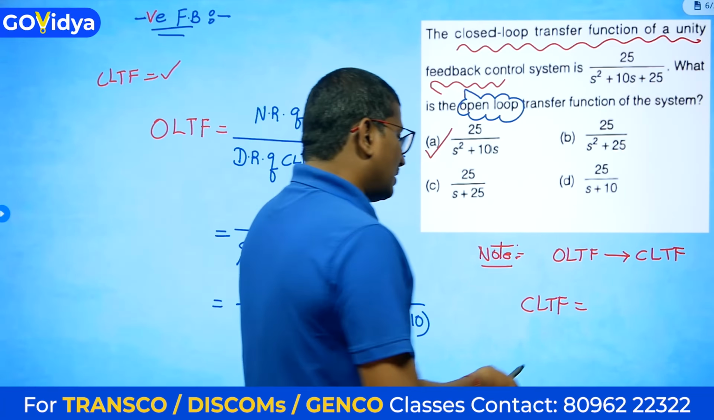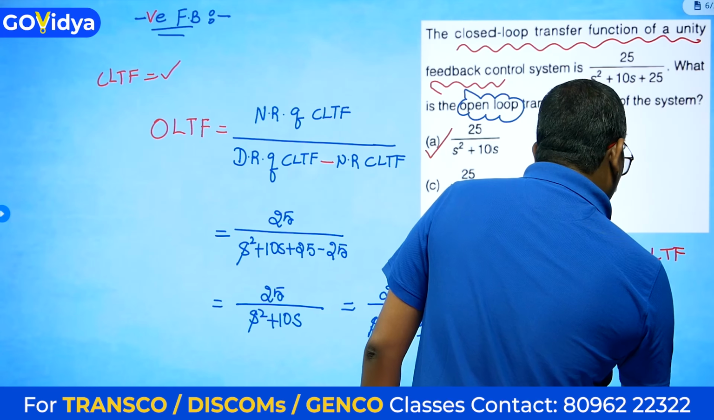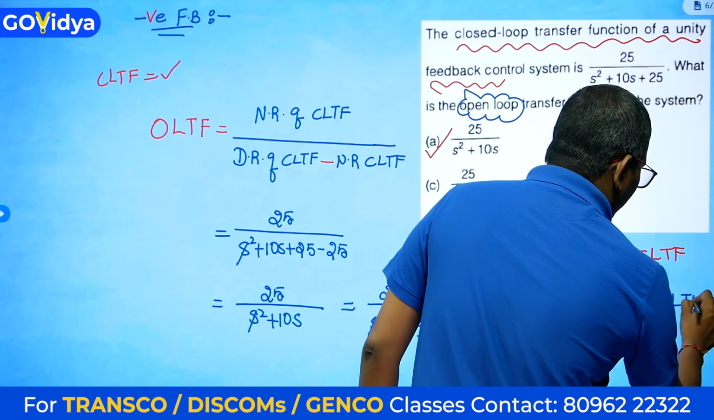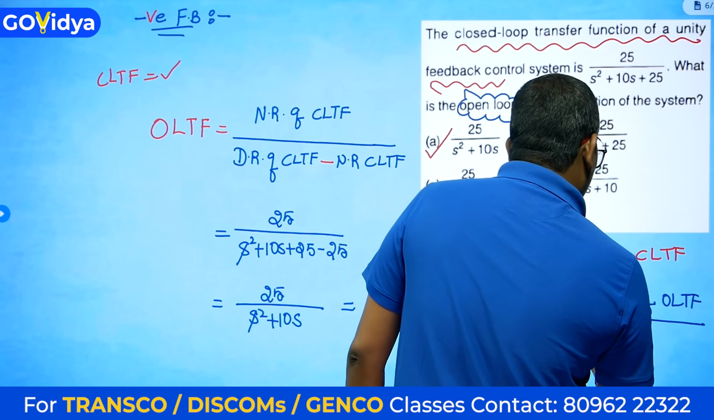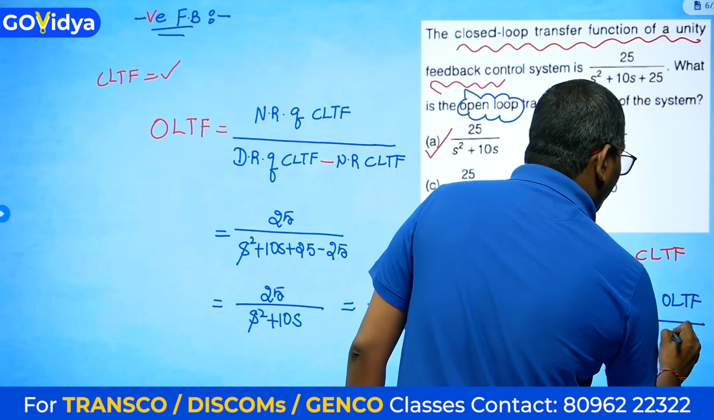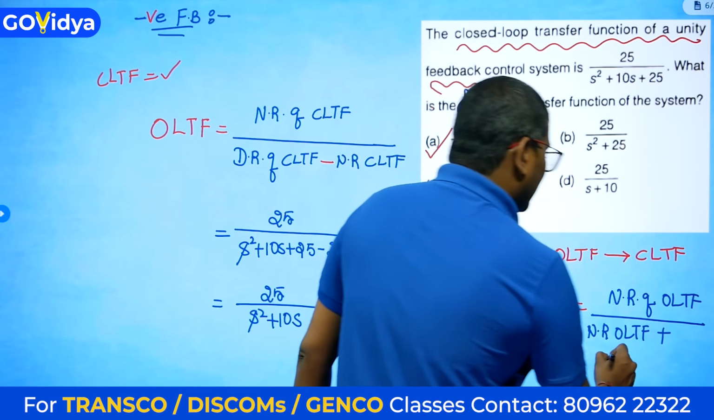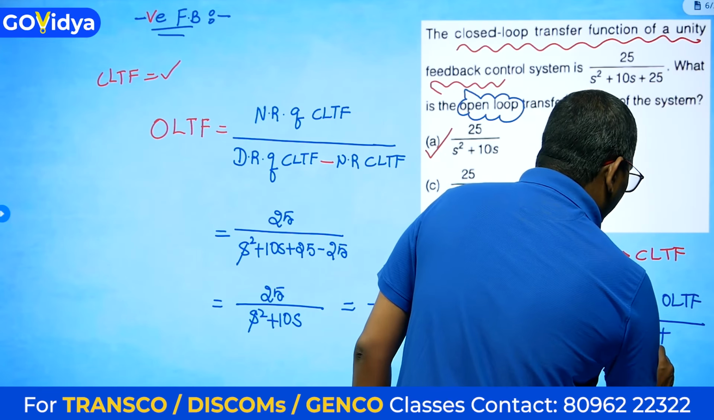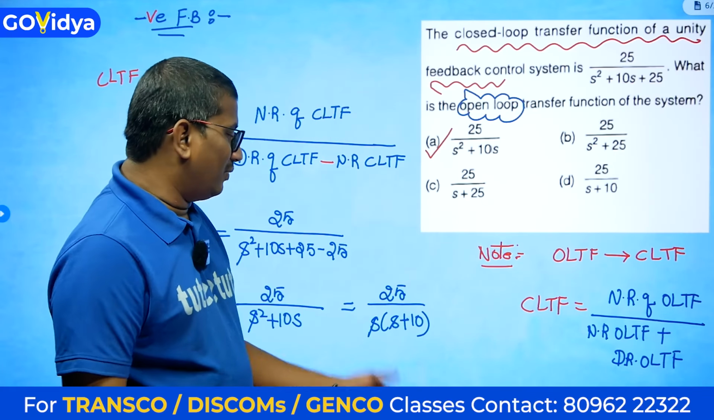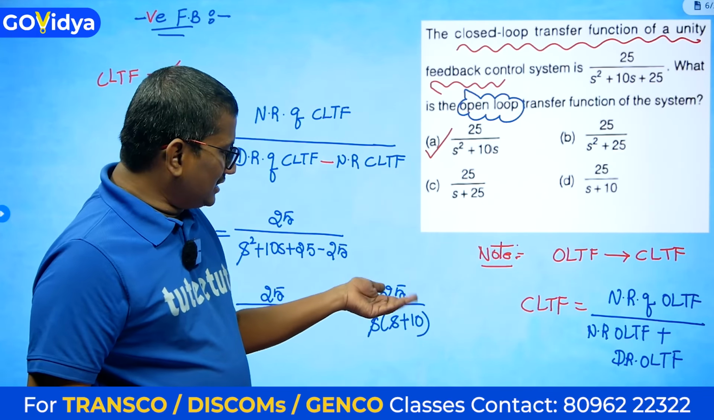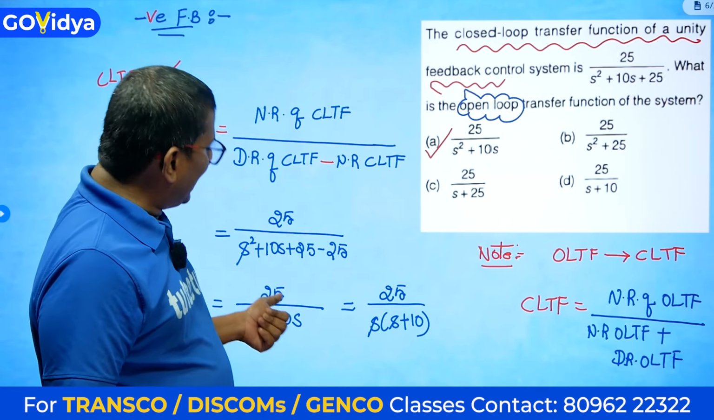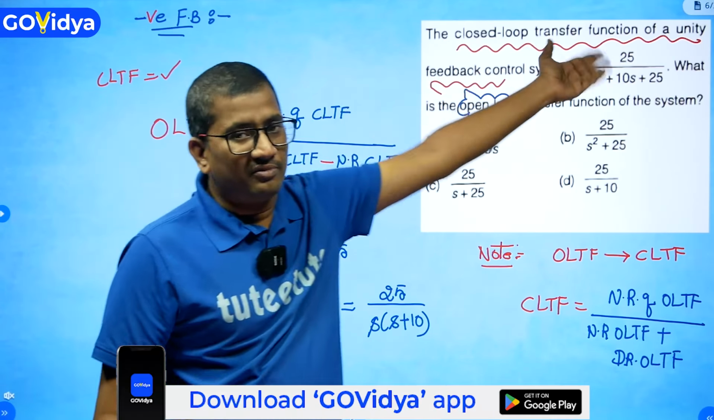So how to deal with this? Simply numerator of OLTF divided by numerator of OLTF plus denominator of OLTF. By using this logic, you tell me what is the closed loop transfer function of it. Just add numerator to the denominator, that's it. So s square plus 10s, if you add 25, you will get the same transfer function.